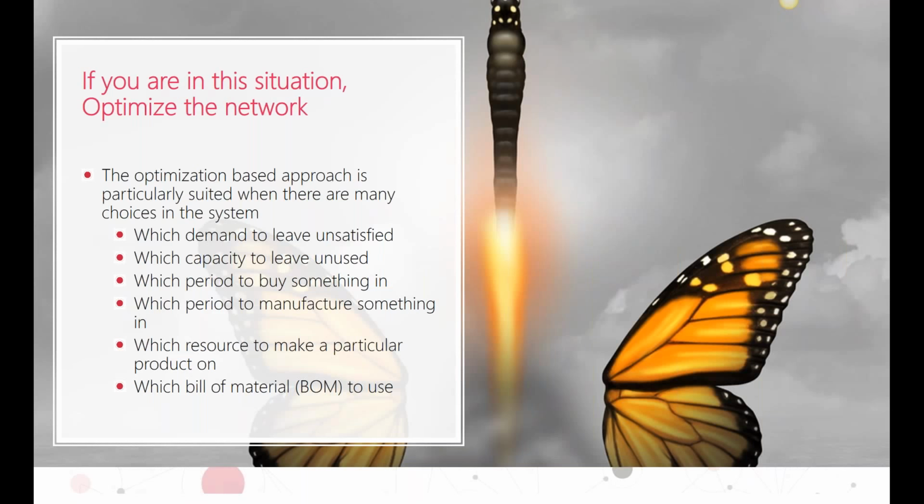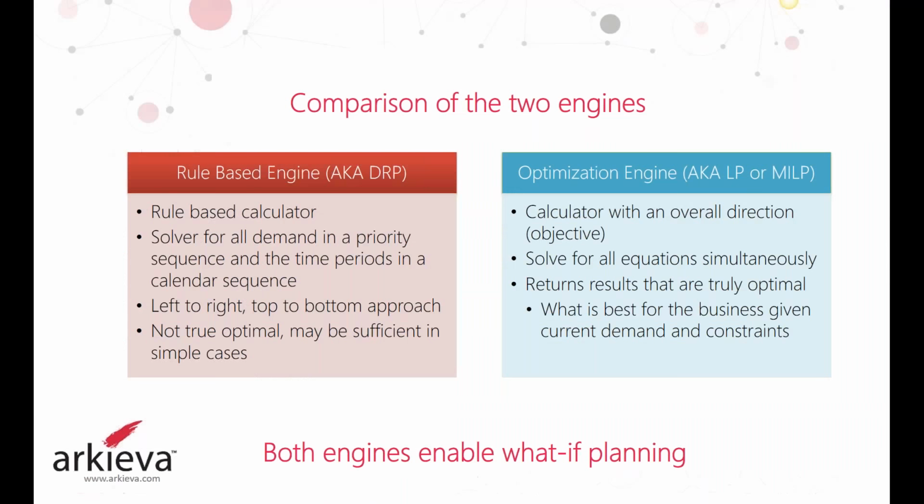So the optimization-based model is particularly useful when there are many choices in the system. I've listed some examples here. Certainly the examples we just looked at as limitations of the rule-based system can also be reasons to move into the optimization network. Whenever you have a lot of choices such that your rules can sometimes contradict what is best for the company, you might want to consider optimizing your network.